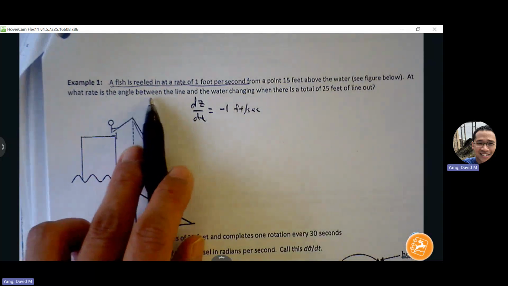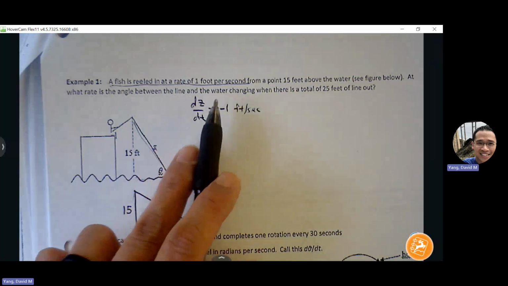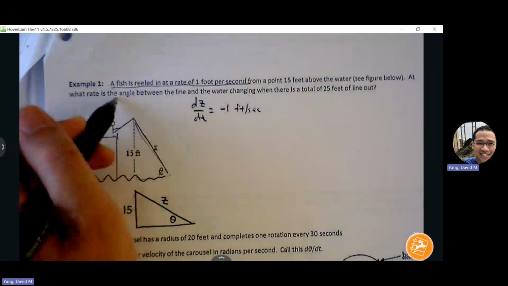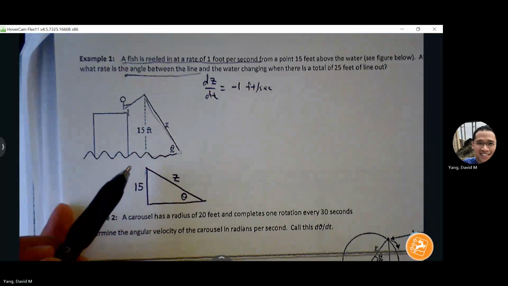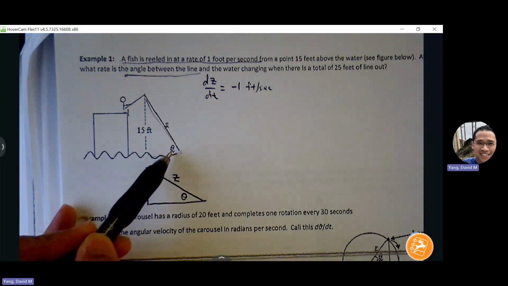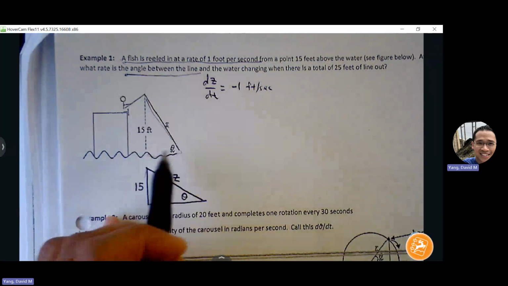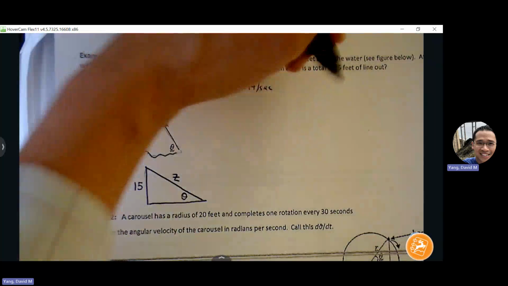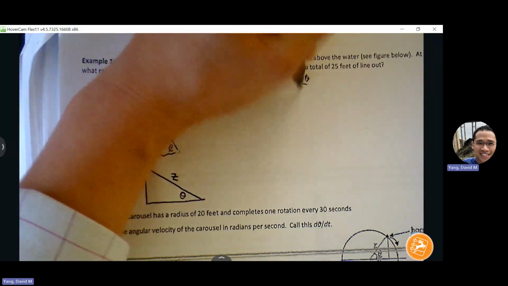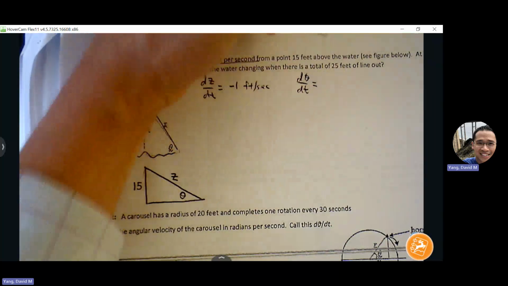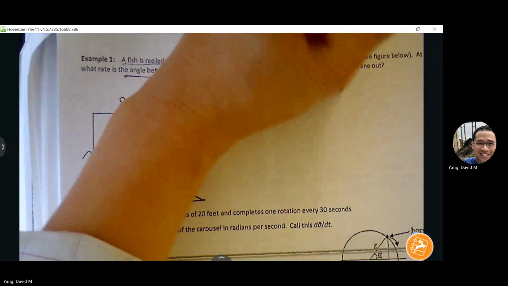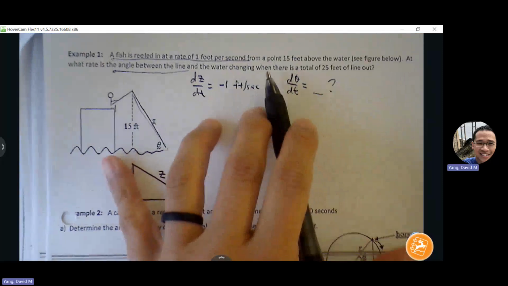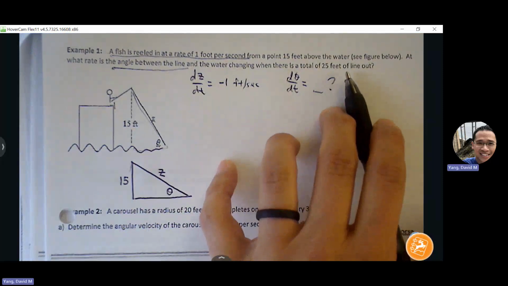At what rate is the angle between the line and the water changing? What are we looking for? d theta/dt, right? At what rate is the angle changing? So we're looking for d theta/dt. So anytime d theta/dt is involved, you know that it's going to be a trig related rates problem. That's the unknown. When there is a total of 25 feet of line out.